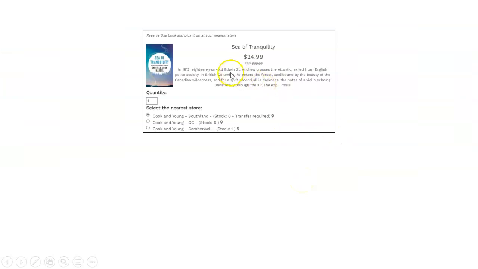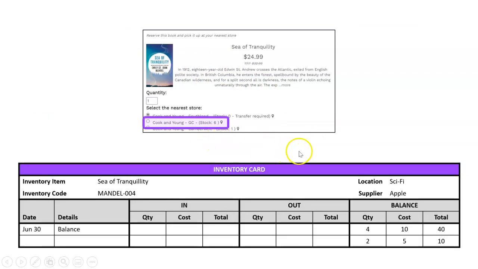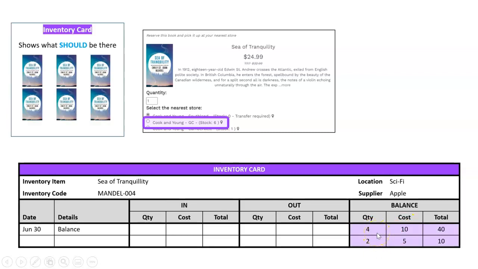If we look at this here, it says there should be 6 at the Geelong store. So they'll have an inventory card on the computer that will have the name of the book and a code and so on. And it says here there should be 4 at $10 and 2 at $5. I'm just making these amounts up, but there should be 6 units. That's what the inventory card is. When you look up the computer in a shop, that's the inventory card, and it shows what should be there. There should be 6 copies of this book according to this inventory card.